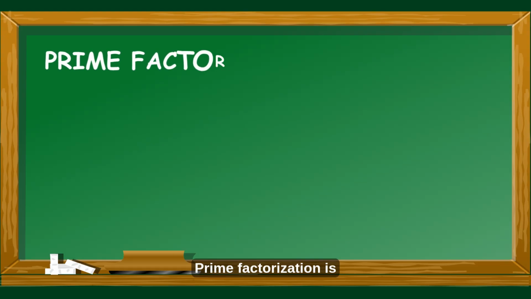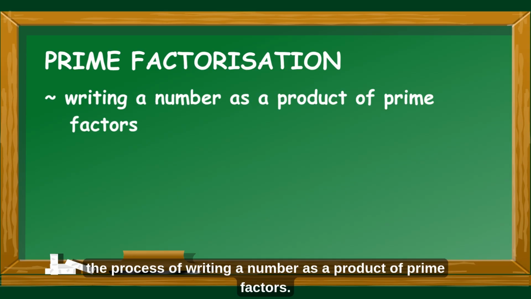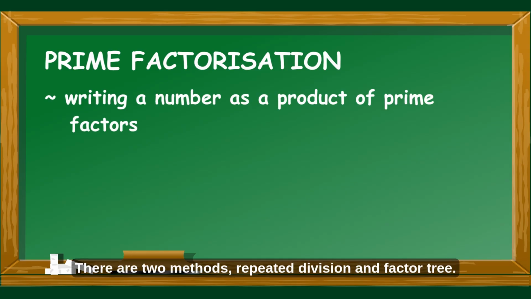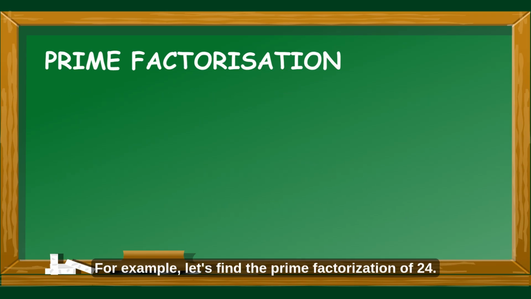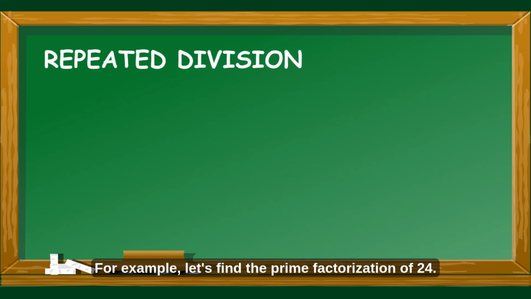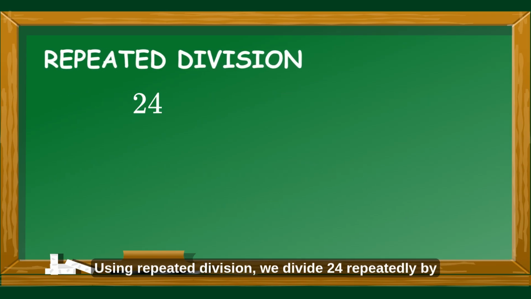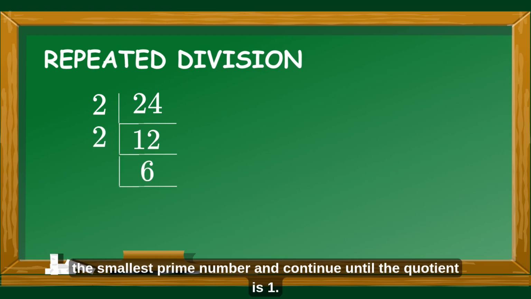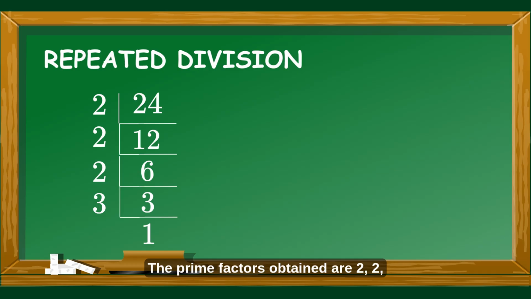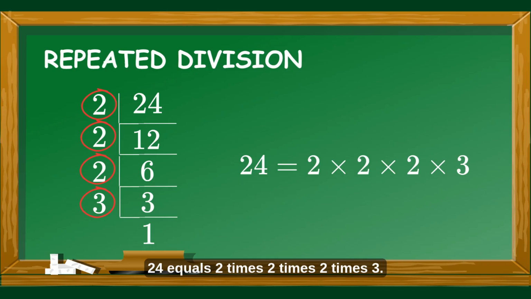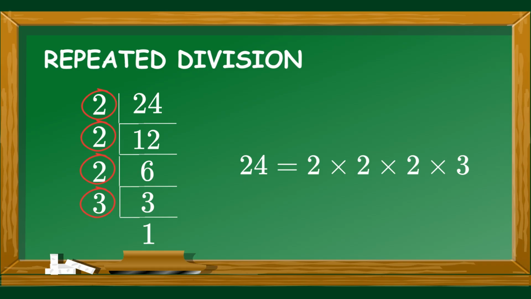Prime factorization is the process of writing a number as a product of prime factors. There are two methods, repeated division and factor tree. For example, let's find the prime factorization of 24. Using repeated division, we divide 24 repeatedly by the smallest prime number and continue until the quotient is 1. The prime factors obtained are 2, 2, 2 and 3. Therefore, 24 equals 2 times 2 times 2 times 3.